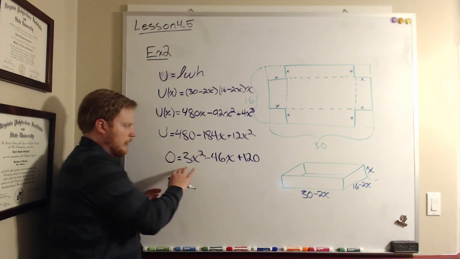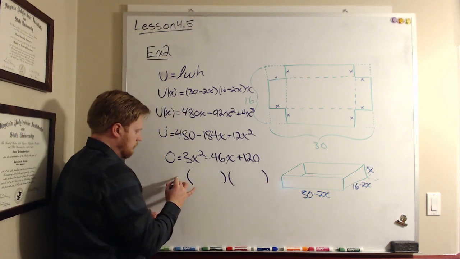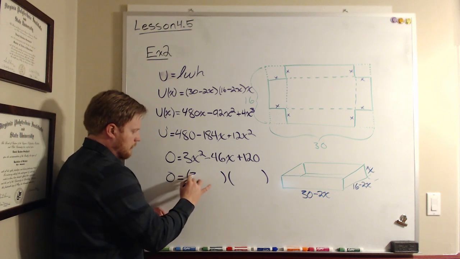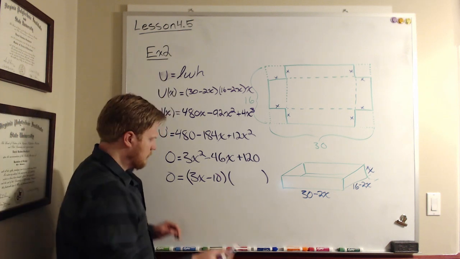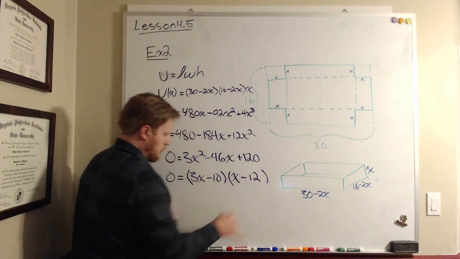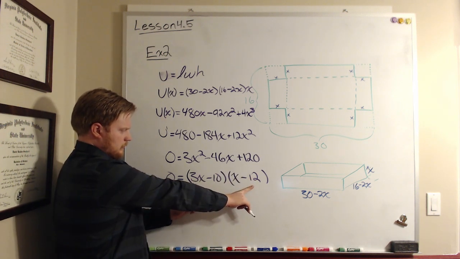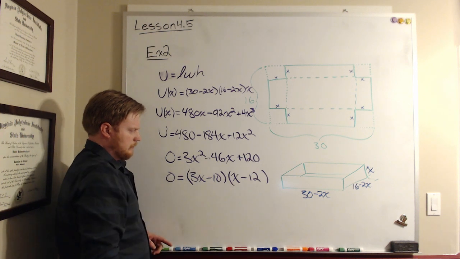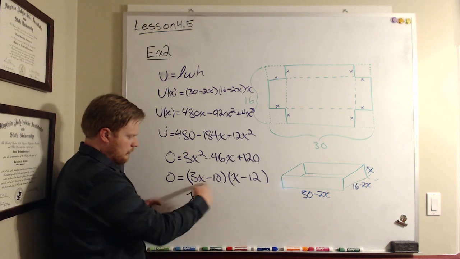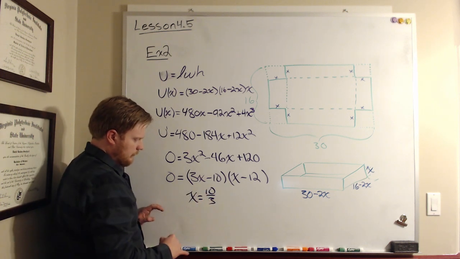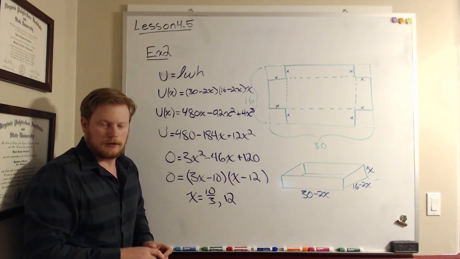Okay? And now I have a quadratic that does in fact factor. And this is going to factor to something like 3x minus 10 and something like x minus 12. Right? 10 times 12 is 120. What is that? 36 and 10, 46. Okay. So that does factor, and I get 2 values of x. One value of x is 10 over 3. The other value of x is 12. Now, one of those values isn't going to work.